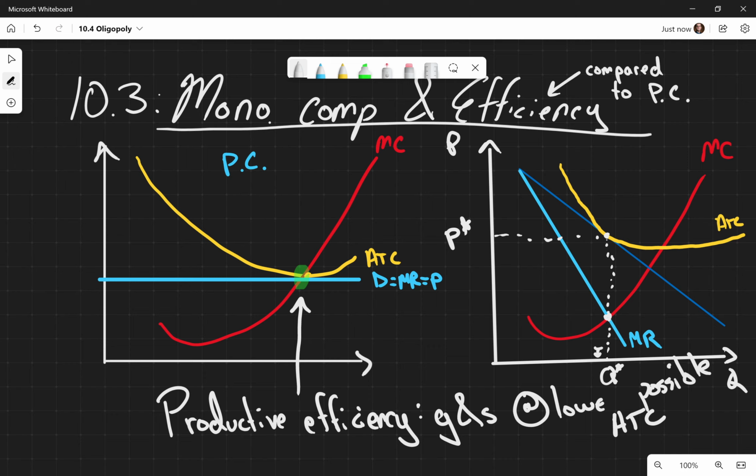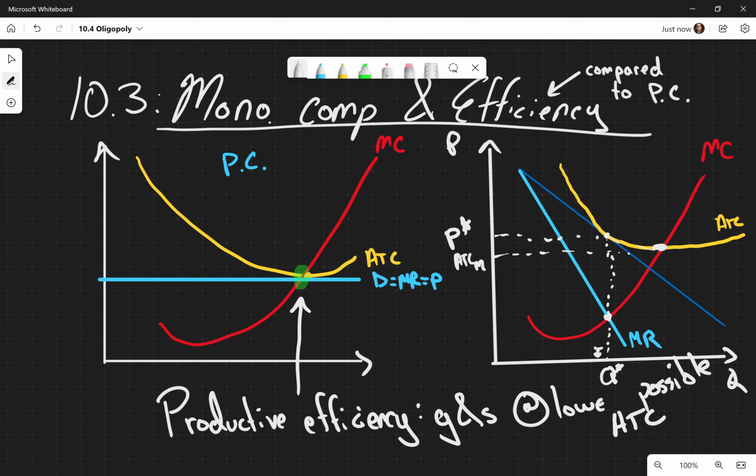But let's look at where they're making zero economic profits in terms of where it lies on the average total cost curve. Is this productively efficient? Not quite, right? Because if it was productively efficient, it would be down here. So it's higher, and our minimum average total cost is down below it. As a result, this monopolistically competitive outcome is not going to be as productively efficient, in terms of we're not going to be producing at the lowest possible cost.